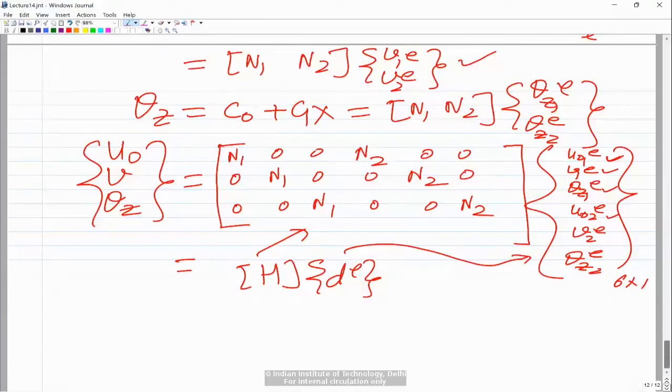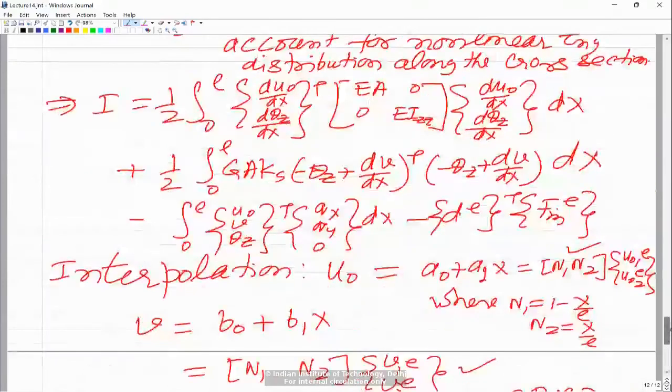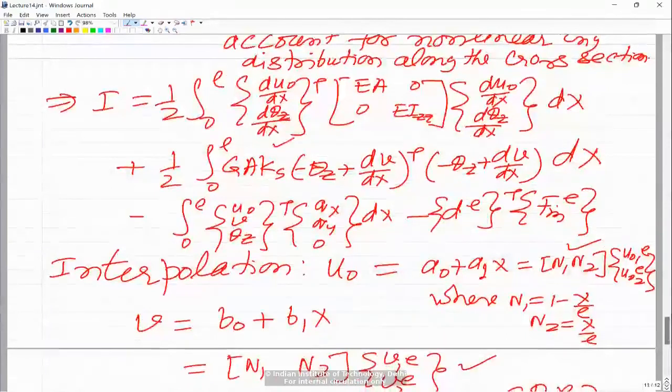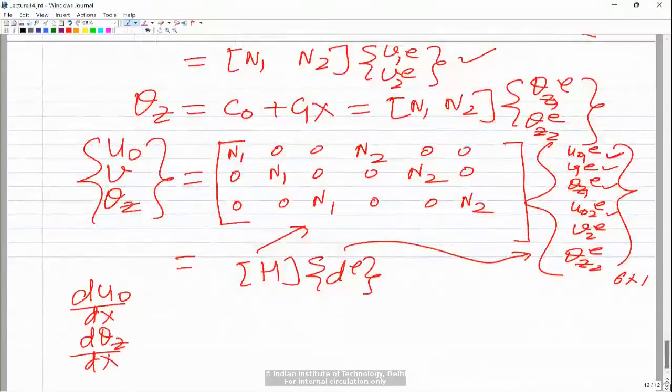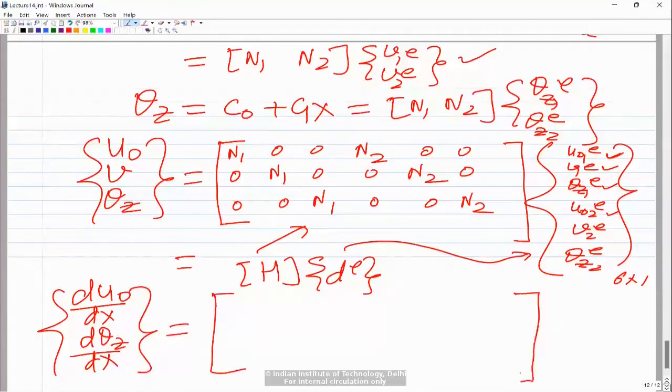So that is one we have, and then in the integral functional, if you look at, we have this du naught by dx and d theta z by dx, and also this minus theta z plus dv by dx. So we'll also have to write these in terms of derivatives of the shape functions and the vector of elemental degrees of freedom. So we write du naught by dx and d theta z by dx. So this is equal to, again we are writing in terms of the same degrees of freedom and the shape functions. So degrees of freedom are same: u naught 1e, v1e, theta z1e, u naught 2e, v2e, and theta z2e.